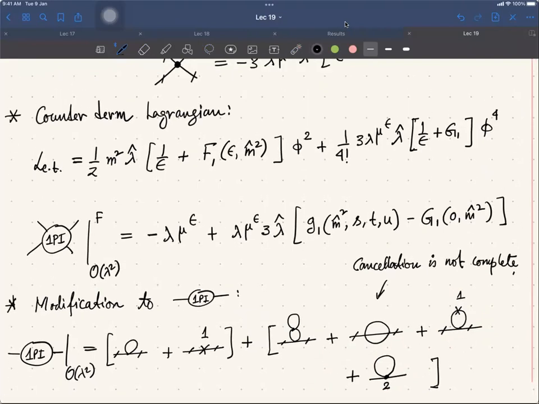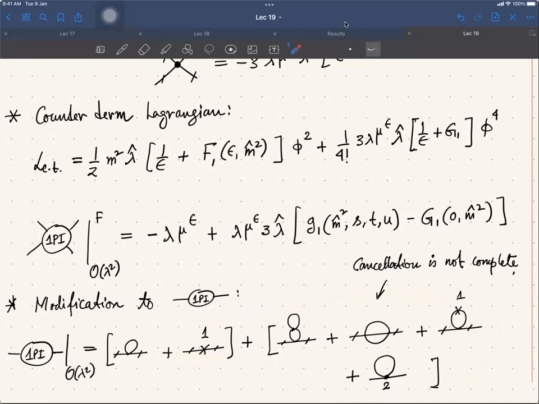However, if the cancellation is not complete, we should calculate this quantity completely, and then find out the divergence structure and then add a new counter term, which is a counter term diagram of this sort, but at order lambda square. This was the counter term diagram at order lambda for the 2-point function.